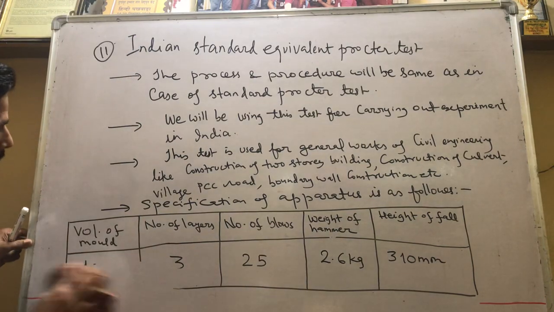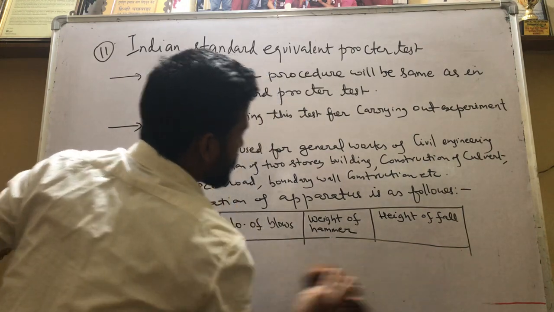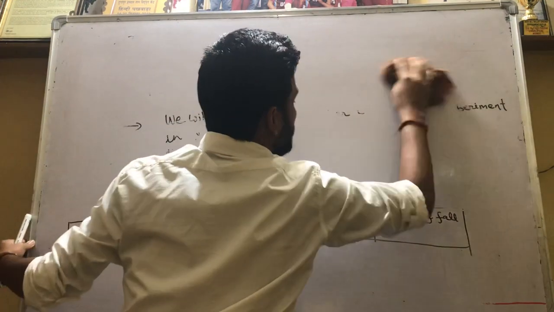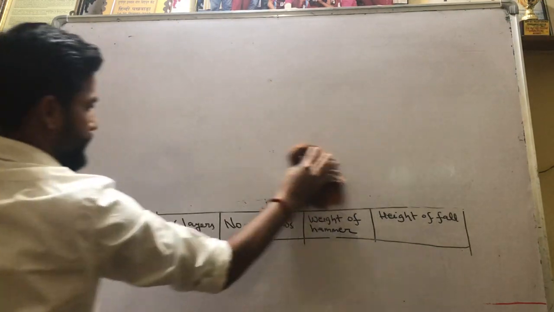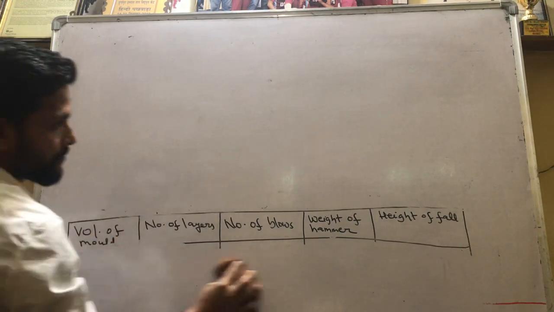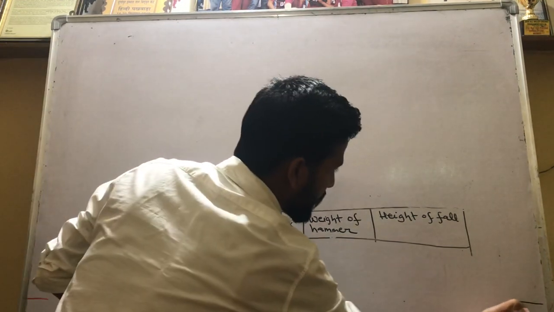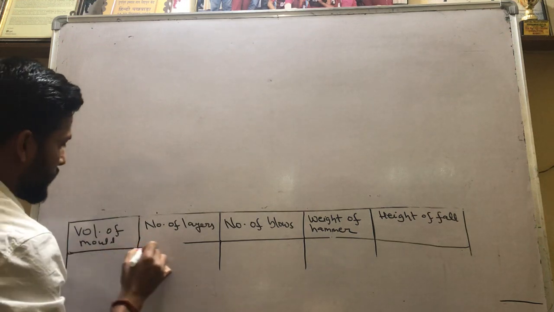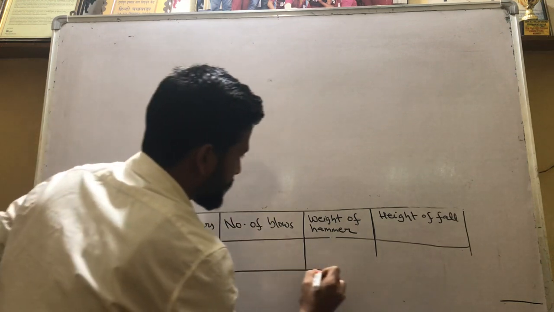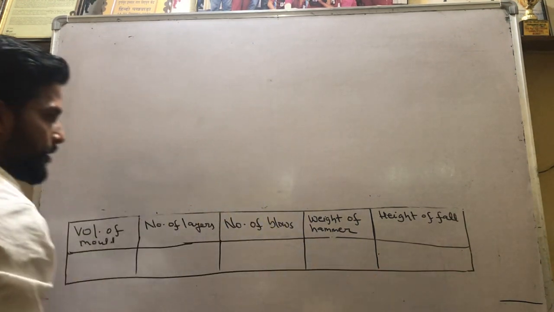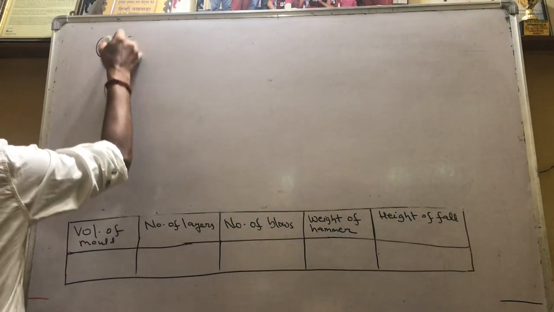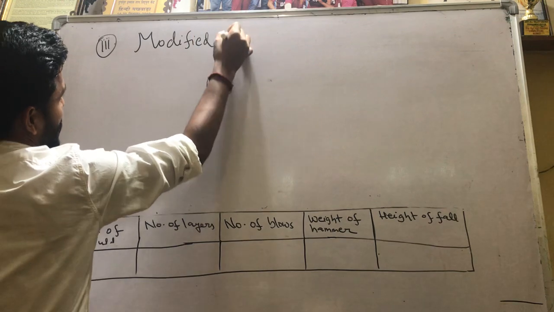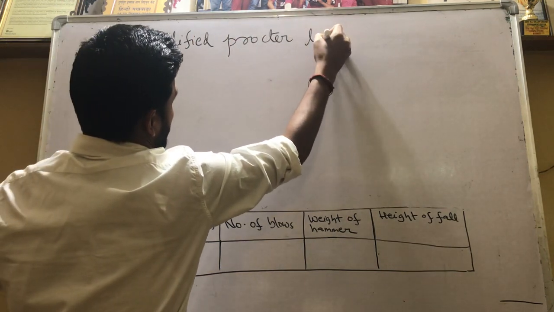This is all about the third type of test. So again you will be making a table here. So the third test that we are going to study is the modified Proctor test.